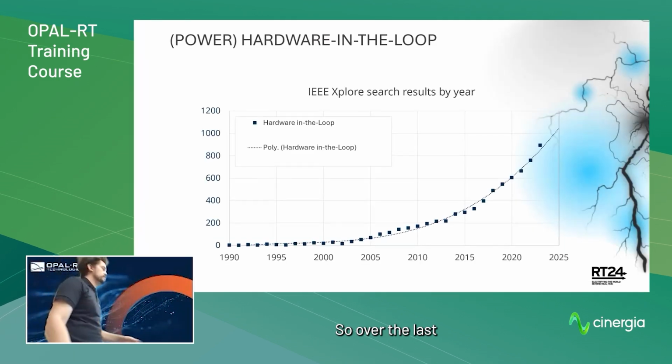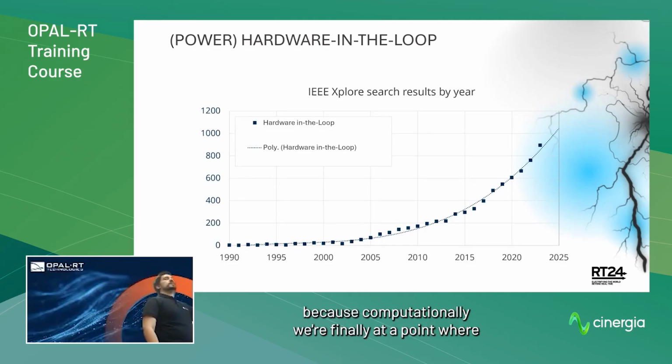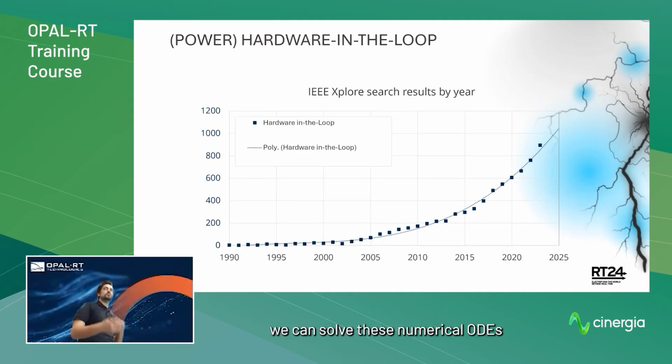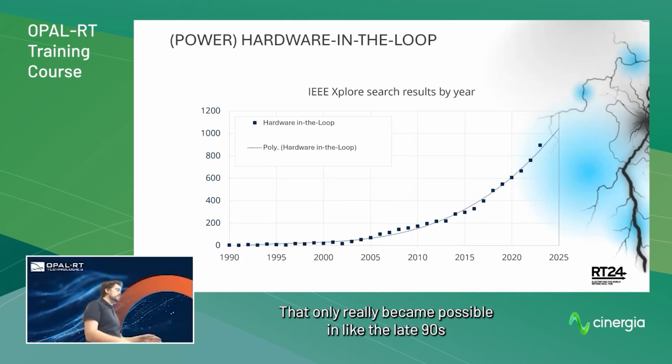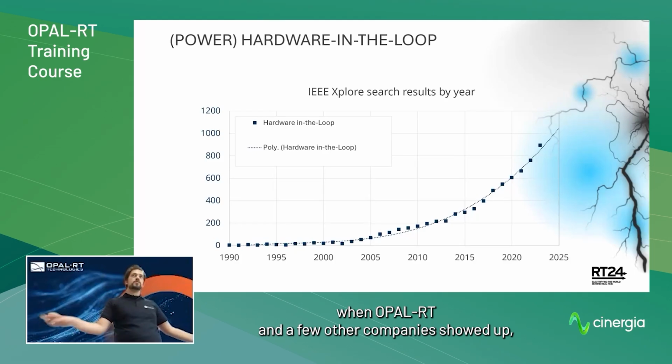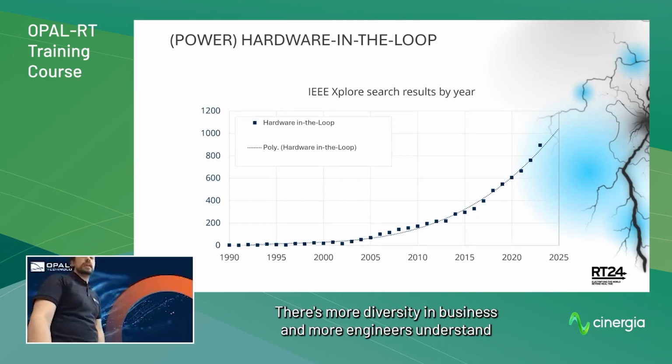So over the last while, we've seen hardware in the loop really develop because computationally, we're finally at a point where we can solve these numerical ODEs fast enough to be in real time. That only really became possible in the late 90s when OPAL-RT and a few other HIL companies showed up. And we've seen it grow as it becomes cheaper. There's more diversity in the business and more engineers understand how to use it.